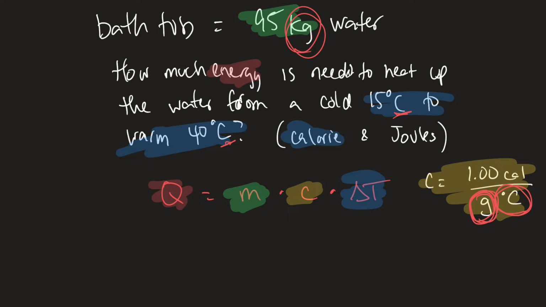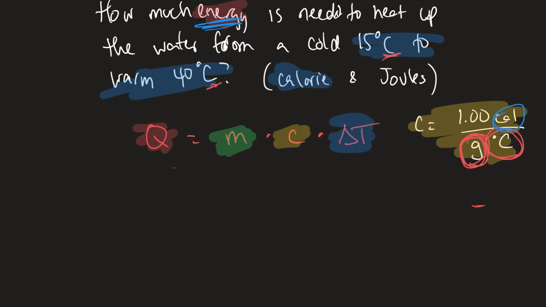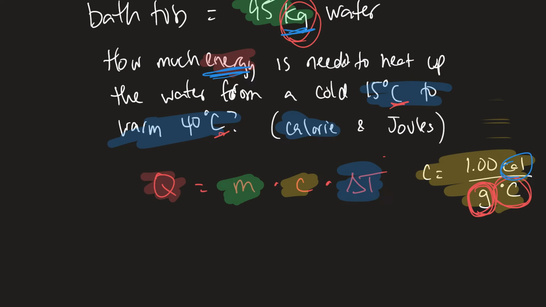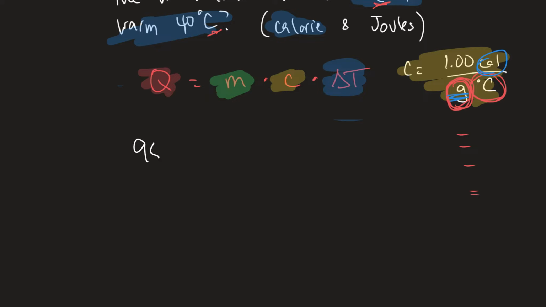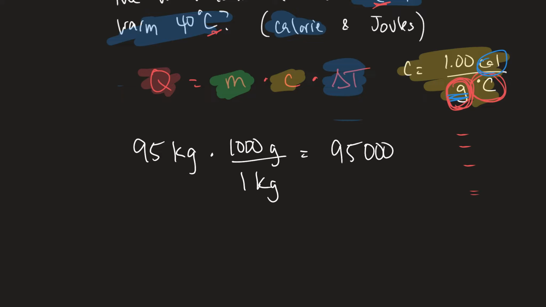And then lastly, that means the energy that I'm going to find is going to be in calories, because obviously I have the specific heat capacity in calories here. So let's go ahead and convert this kilograms to grams, which I think will be easy. We have 95 kilograms, and we know that for every 1 kilogram there are 1,000 grams. So 95 kilograms times 1,000 is 95,000 grams. That's the mass of water.